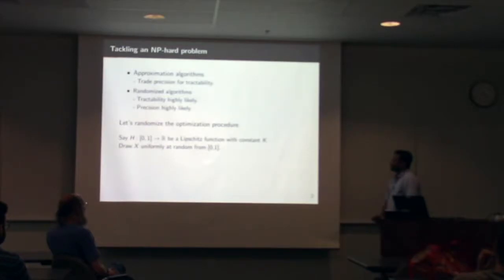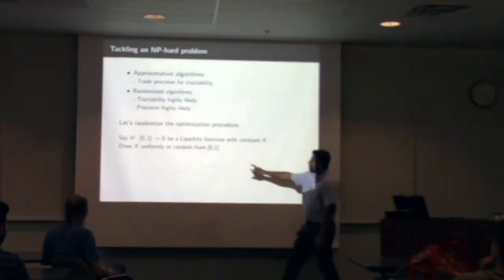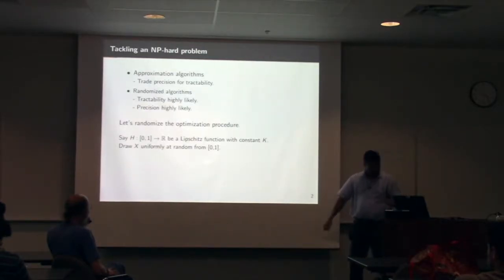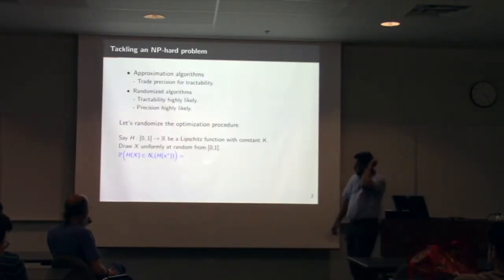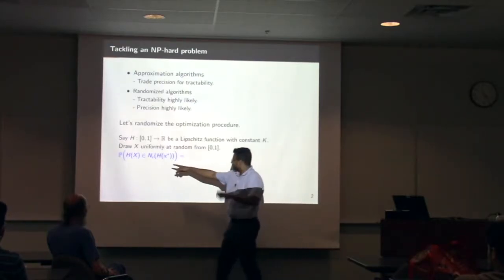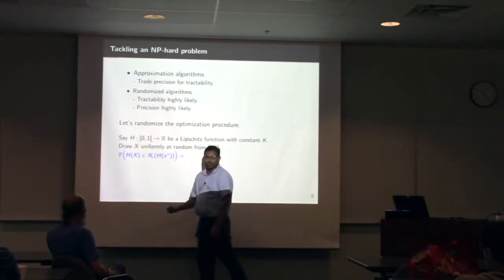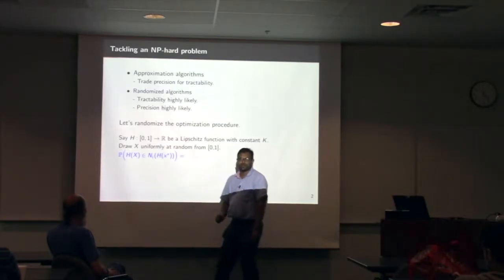Okay, so if you randomly sample from [0, 1], the first question is: what is the probability that the sample you get lies in the neighborhood of the global optimum? What is the probability?